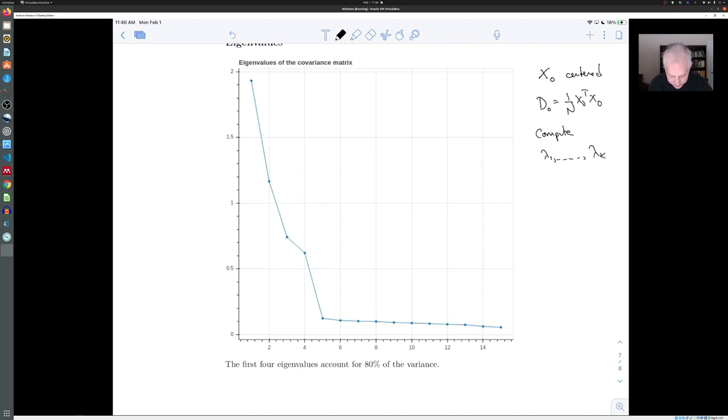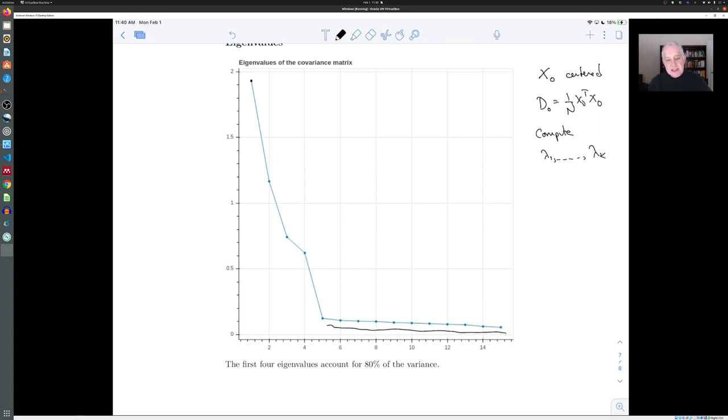So I've plotted them. There are 15 of them. The first one is here, and it's almost 2. The second one's bigger than 1. The third one's like 0.75. The fourth one's still bigger than 0.5. And then there's this very sharp drop-off. This is a very common pattern where the first few eigenvalues are big, and then a bunch of the eigenvalues are small.